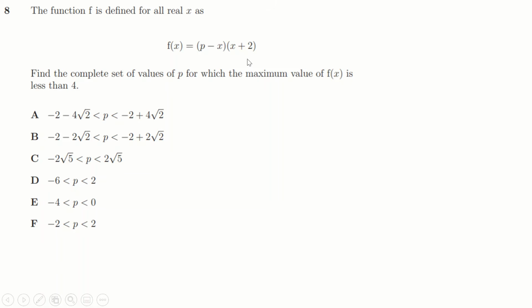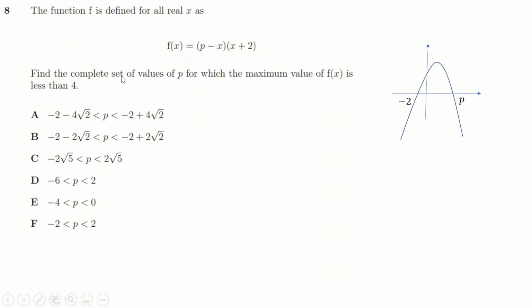Okay, this one. The function f is defined as this. Now this is kind of interesting. I've done this in a very weird way, only because they've presented the quadratic in a weird way. They presented it in factored form, which gives you the roots at p and minus 2. So I thought, well, why not just use that? I've got roots at p and minus 2. And it's also a negative quadratic, look, because of a negative x squared here. So it goes upside down.